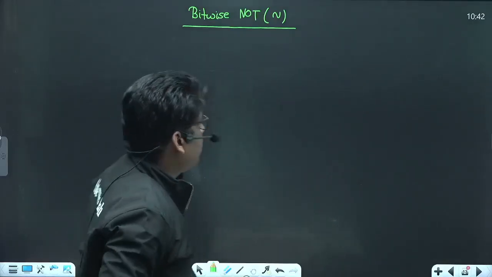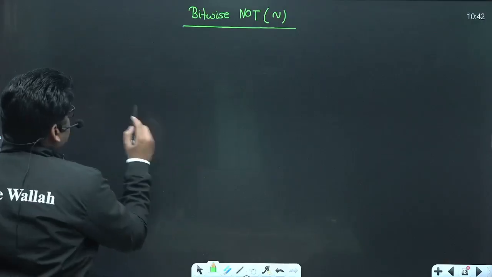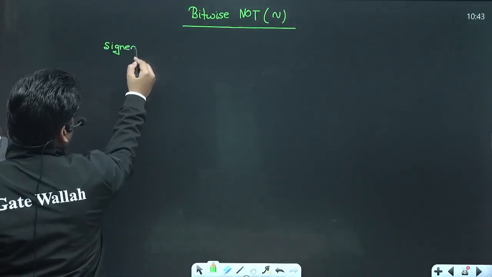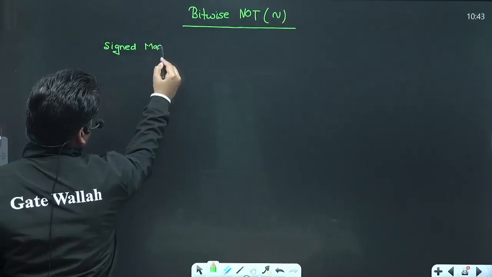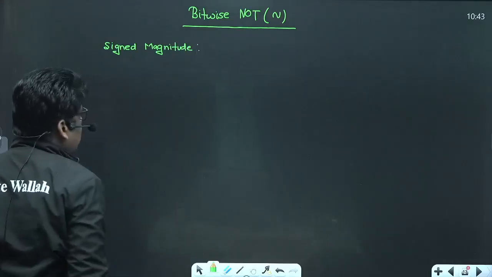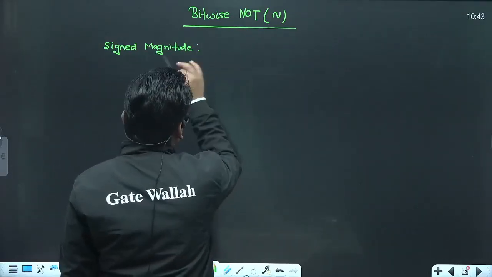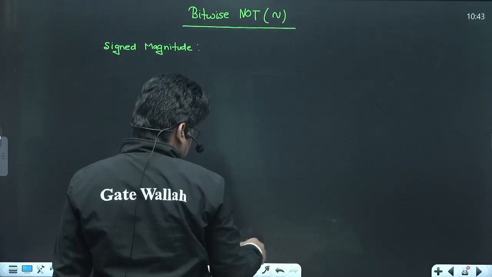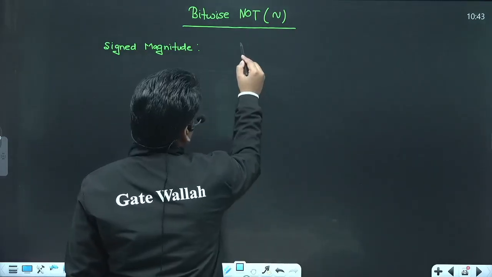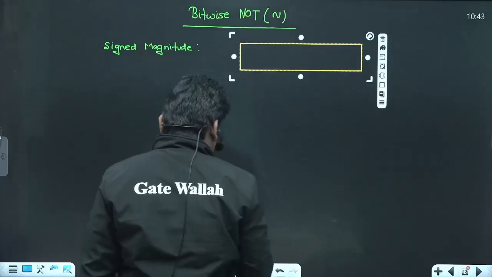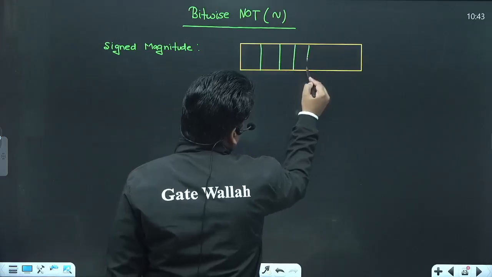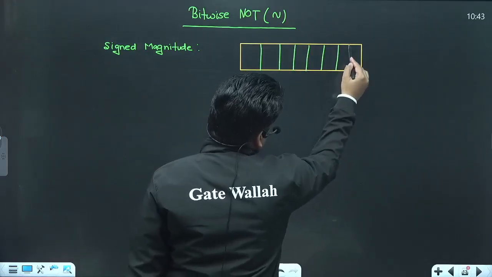Sir, there are many ways. The first way is signed magnitude. For example, according to this, if I assume that the number is of 8 bit, 1, 2, 3, 4, 5, 6, 7 and 8.